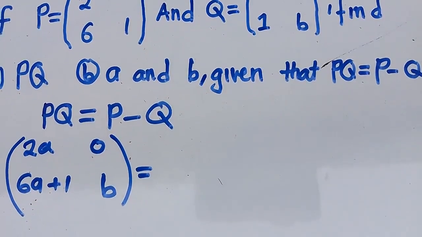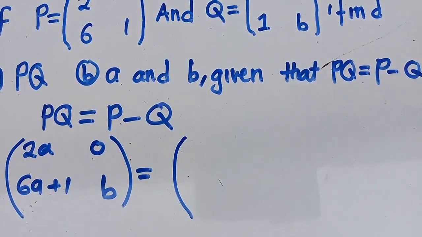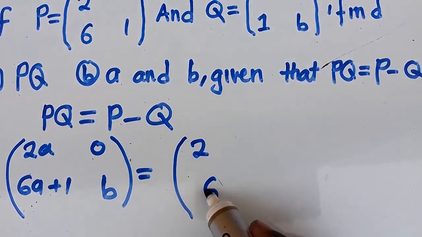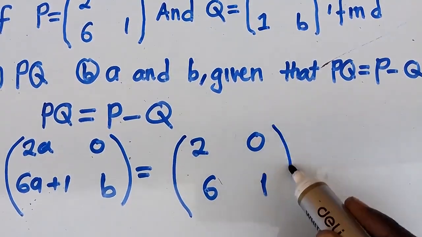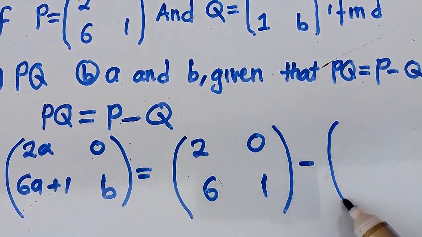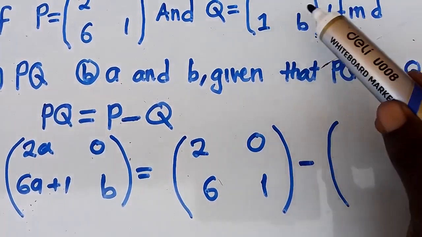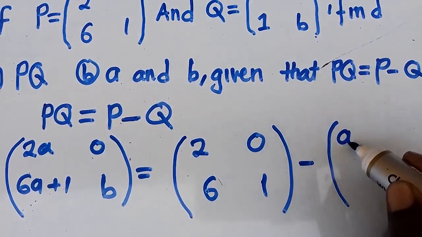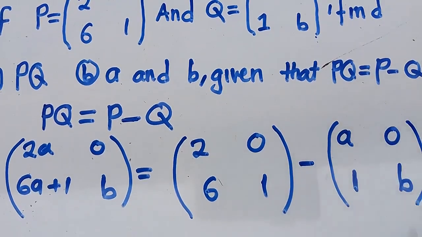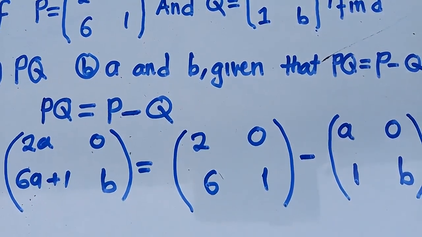That is PQ. I'm able to find PQ. Then do I have the P? Yes, it is given in the question there. So you write it the way it is: 2, 6, 0, 1. You follow the sign which is here, minus. So I'm going to say minus Q. Where is the Q? This is the Q. So I'm going to say A, 1, 0, B. So this is the equation that I'm going to form.